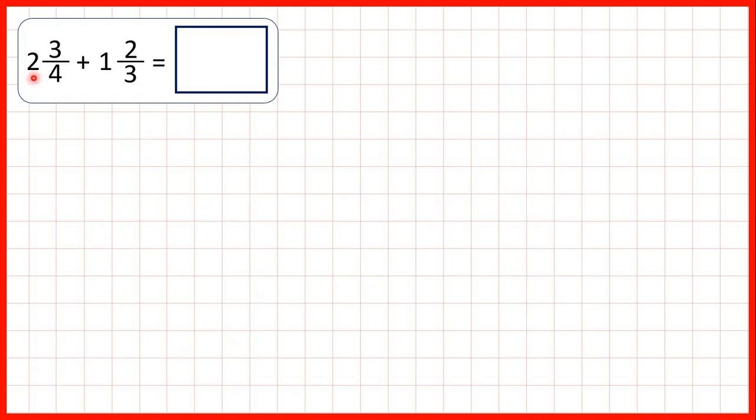So now let's try 2 3/4 plus 1 2/3. Remember, we can change our mixed numbers into improper fractions by multiplying the whole number by the denominator and then adding the numerator. So 2 times 4 is 8, plus 3 is 11, and the denominator stays the same. Now 1 times 3 is 3, plus 2 is 5, and again the denominator stays the same. But we need a common denominator to be able to add fractions.